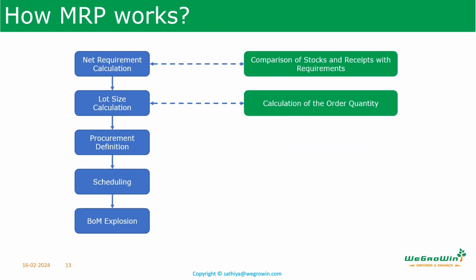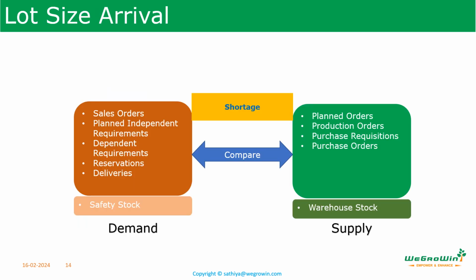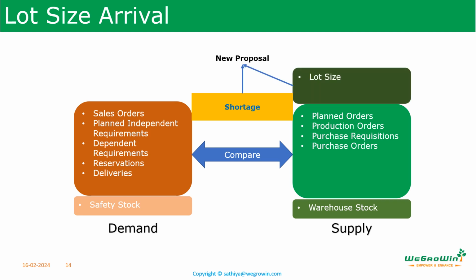After working on the net requirement, the system will now work out the lot size, to arrive at what the order quantity should be, right? So how is it done? We saw that by comparing the demand and supply, the system arrived at the shortage. Now, based on the parameter we defined as the lot size, the system will give the quantity which has to be procured. That is what the system will consider now.